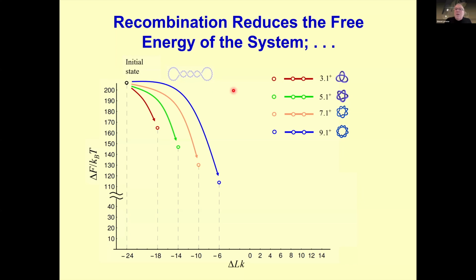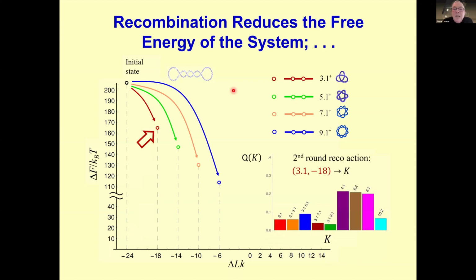But if the system equilibrated rapidly just via this recombination process, you would expect to get to thermal equilibrium relatively quickly, but maybe not fast enough to really fully relax the DNA.